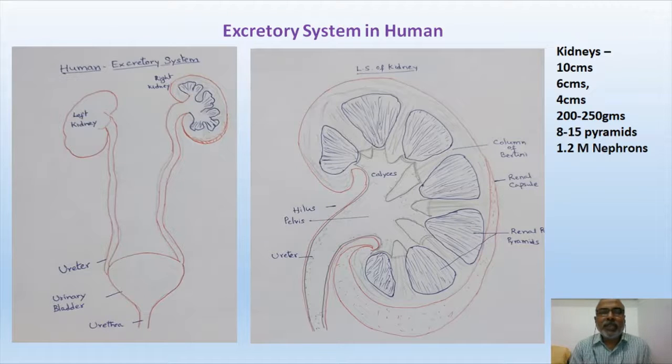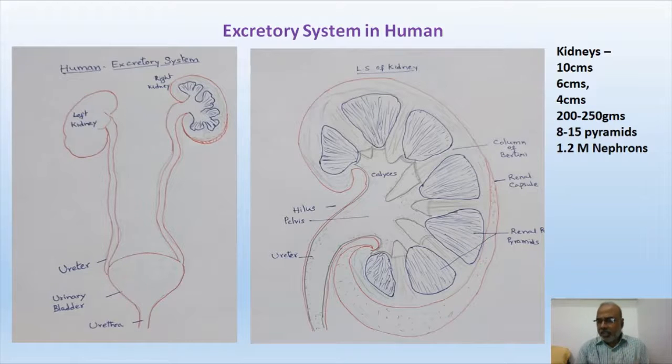Okay, so there I mentioned the external morphology. There are two kidneys and each kidney has a length of 10 centimeters, a width of 6 centimeters, and a thickness of 4 centimeters. Each kidney has 1.2 million nephrons, and a weight of 200 to 250 grams.